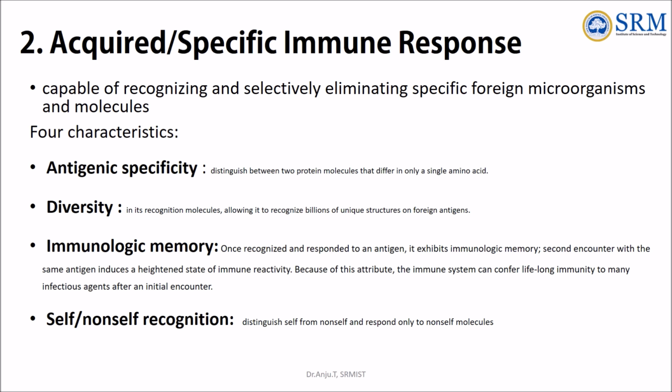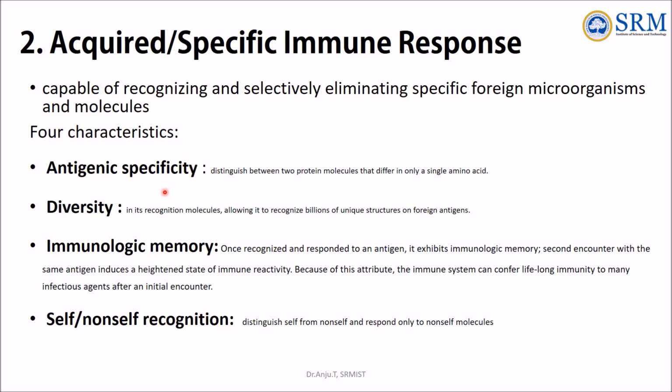Acquired immune response is the immune response an individual acquires during his lifetime when he encounters a foreign pathogen. And the responses are very specific for each antigen encountered. Therefore, it is called a specific immune response. So, the acquired immune responses are capable of recognizing and selectively eliminating specific microorganisms and molecules.